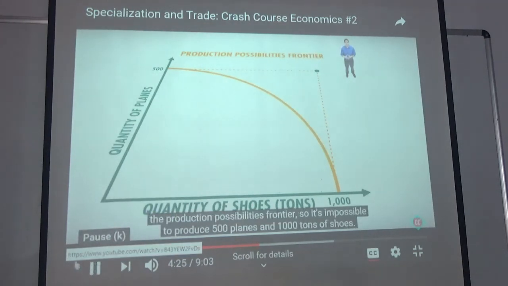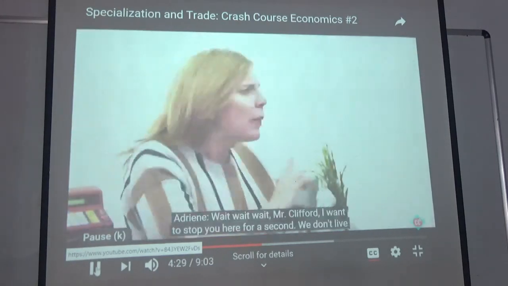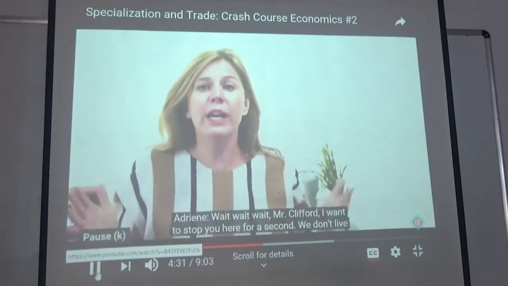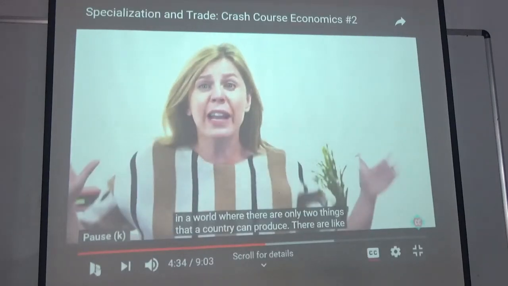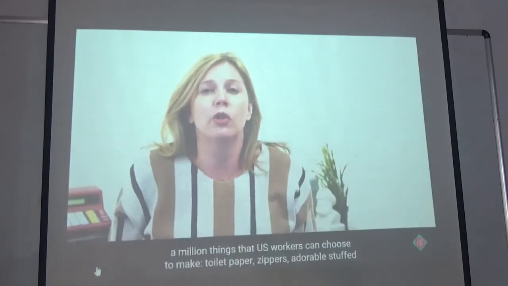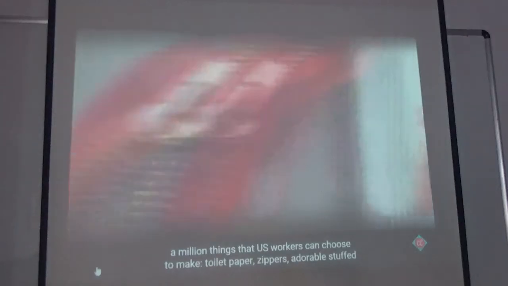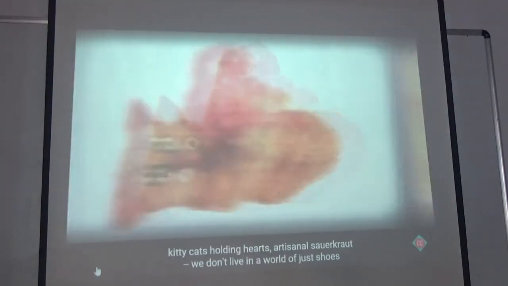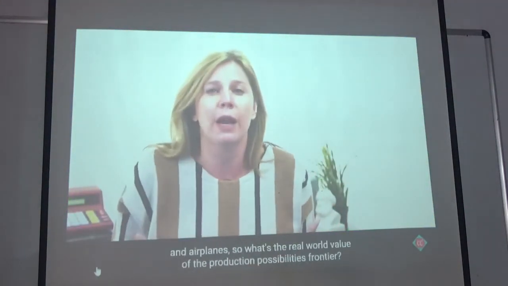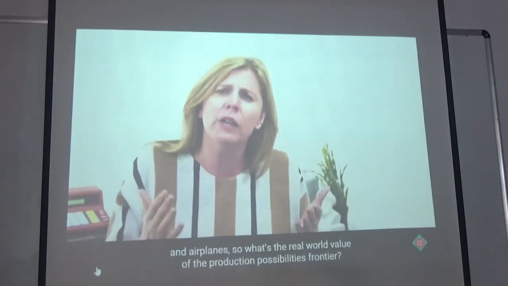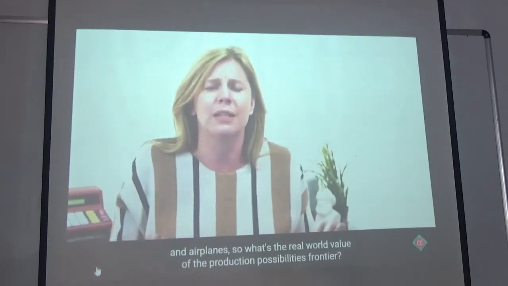Beyond the Production Possibilities Frontier. So it's impossible to produce 500 planes and 1,000 tons of shoes. Wait, Mr. Clifford, I'm gonna stop you here for a second. We don't live in a world where there are only two things that a country can produce. There are like a million things that U.S. workers can choose to make. Toilet paper, zippers, adorable stuffed kitty cats holding hearts, artisanal sauerkraut. We don't live in a world of just shoes and airplanes. So what's the real world value of the Production Possibilities Frontier?